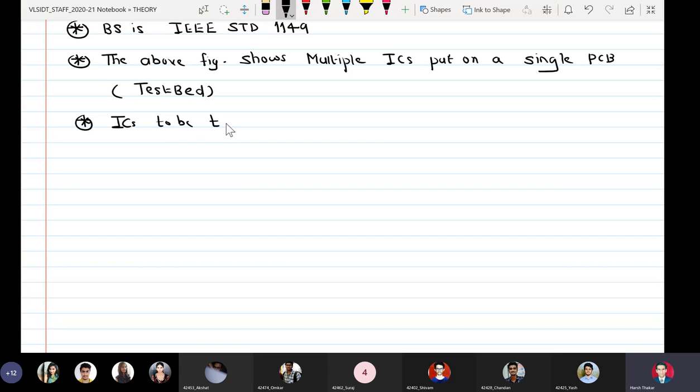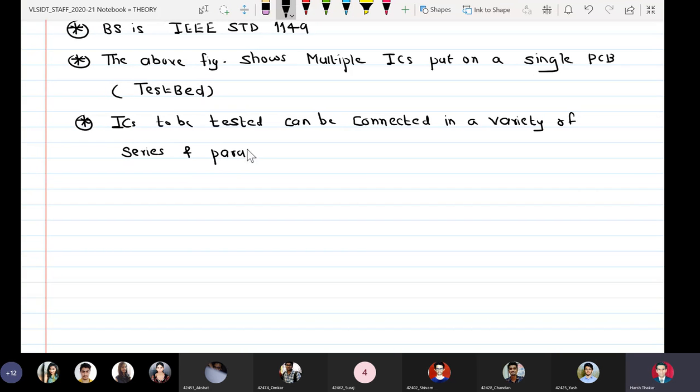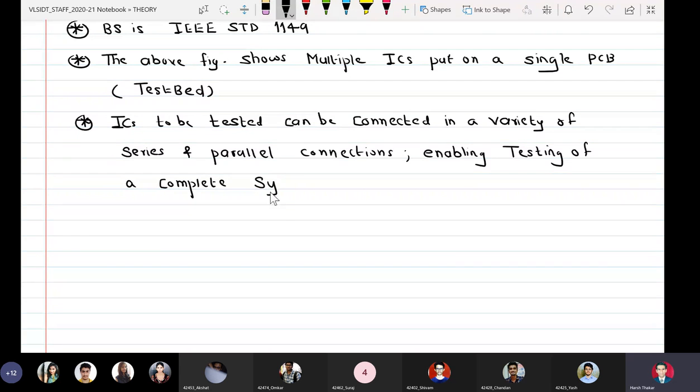ICs to be tested can be connected in a variety of series and parallel connections, enabling the testing of a complete system.